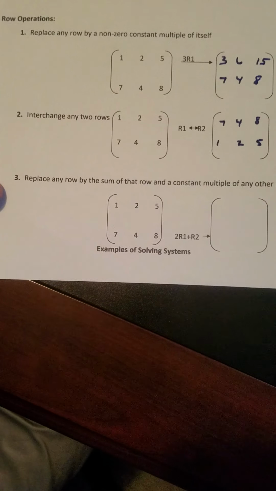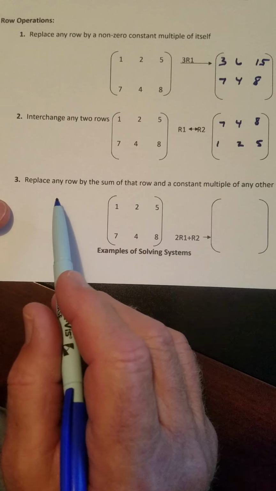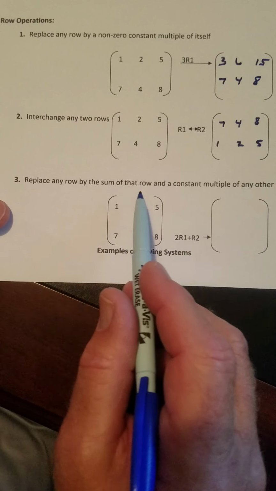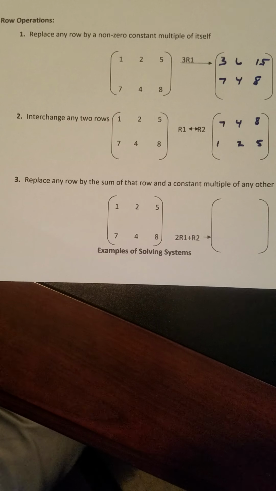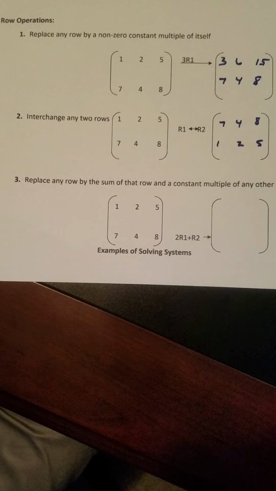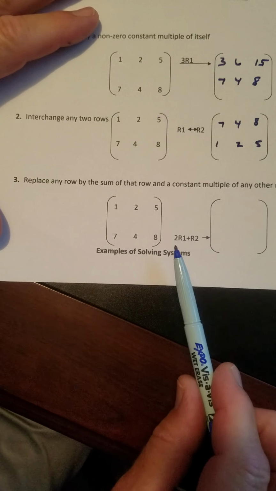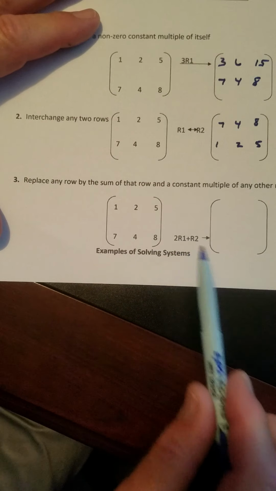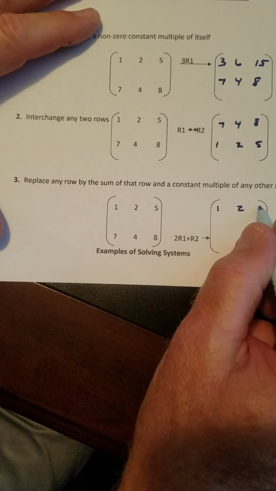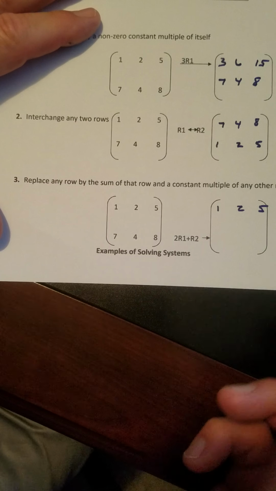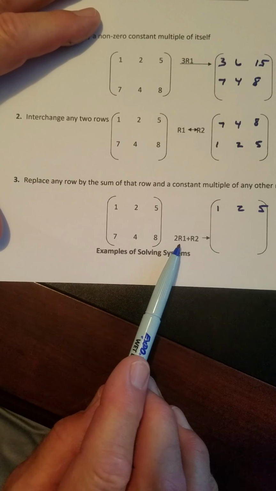Okay, then the third item: replace any row by the sum of that row and a constant multiple of another row. In layman's terms, that means you're going to multiply by some number and add it to another row. So this says I'm going to take 2 times row 1 plus row 2. So I'm not doing anything to row 1. Row 1 stays the same. It's not changing.